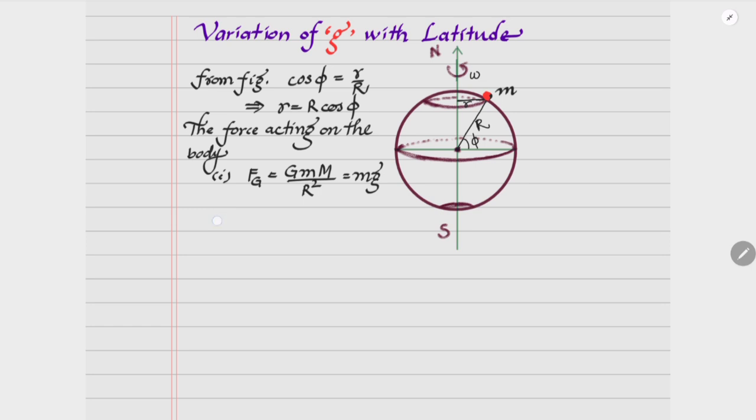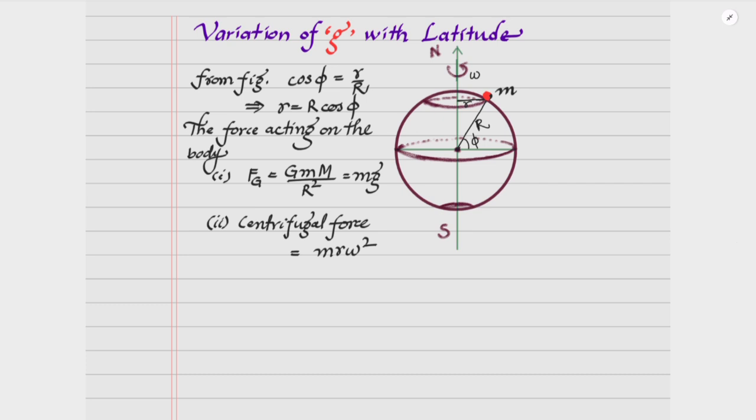So the second force acting on it is centrifugal force. This centrifugal force is always acting outward. If it is dominating, it nullifies and decreases the force of attraction, so the weight indirectly decreases. That is given by m r omega square. For your kind information, here small r is not the capital radius of the earth, it is the perpendicular distance from the axis of rotation.